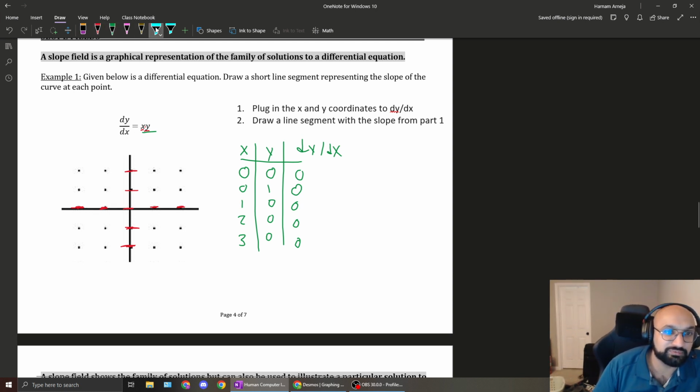Let's go ahead and try this point here. This point here would be represented with the coordinate 1, 1. If we plug in 1, 1, we get 1 times 1 is 1. So that means the slope here would have to be 1.